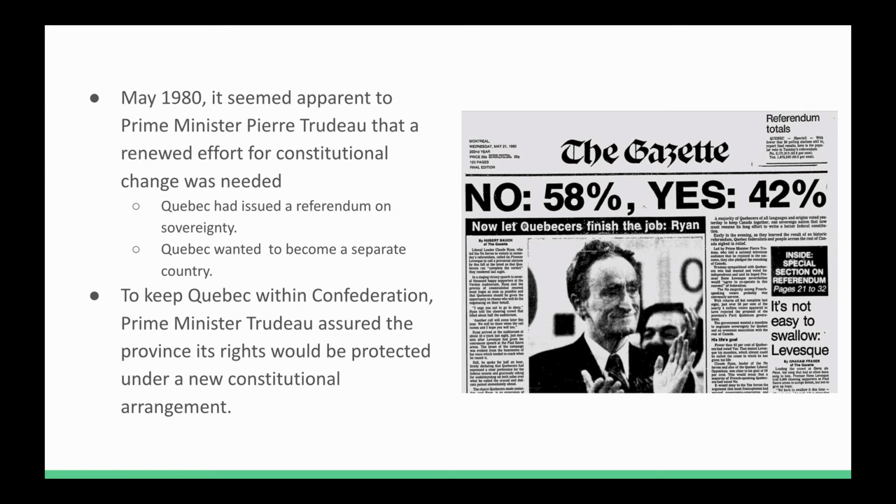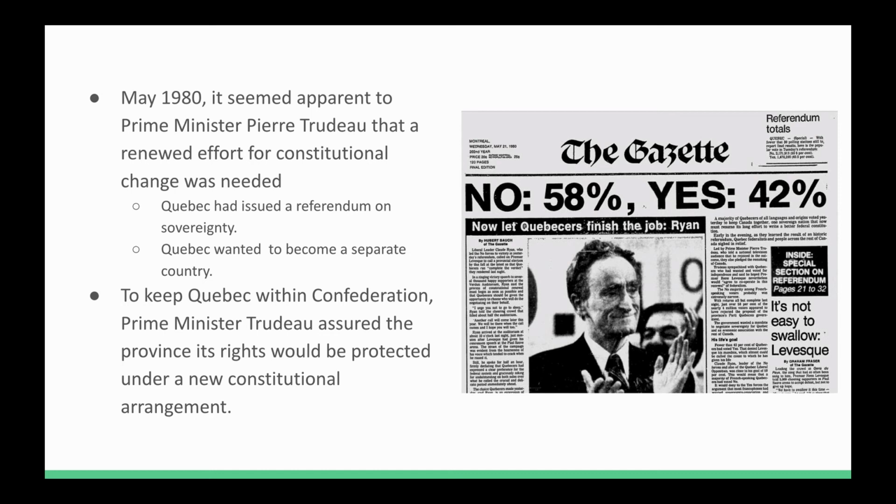Then Prime Minister Pierre Trudeau, you should recognize his name. His son later becomes Prime Minister of Canada as well. He goes on a campaign to have some sort of constitutional change. The Premier of Quebec at the time promised a referendum on Quebec sovereignty. Quebec wanted to become its own country with some economic ties to Canada, yes, but they wanted to become a sovereign state. This would have been disastrous for Canada. Economically, socially, this would not have been good.